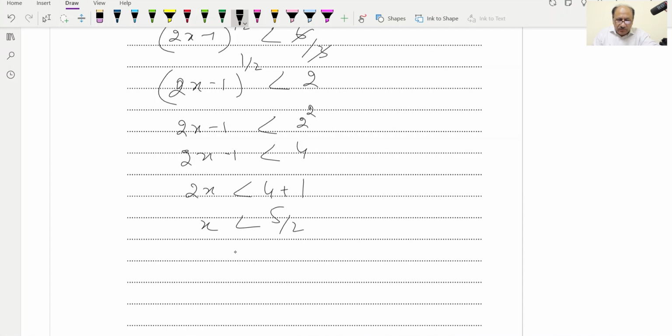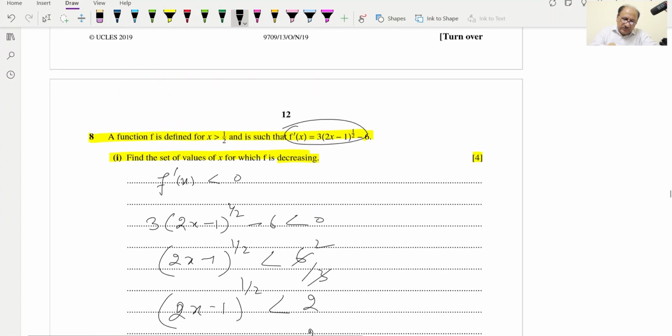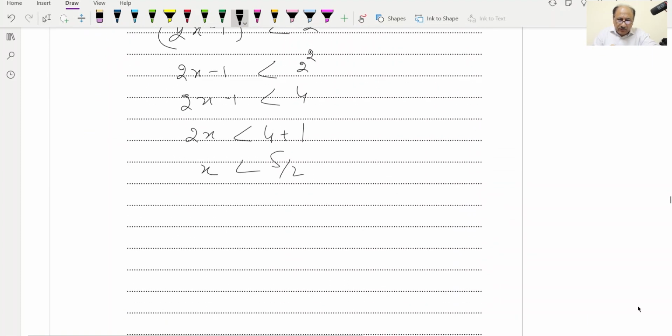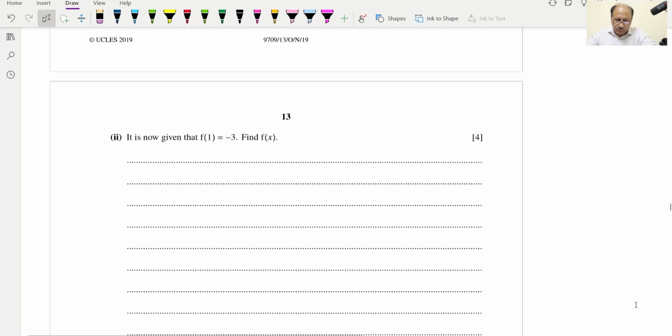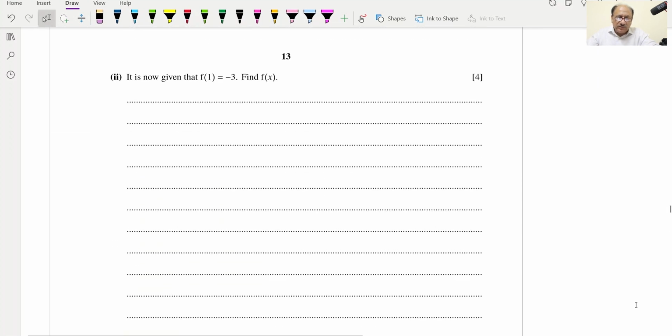And they are saying x is greater than 1 by 2, so we can write x is greater than 1 by 2 and less than 5 by 2. This will be the final answer for this question. Now we can move to the second part. The second part says it is now given that f of 1 is equal to minus 3.